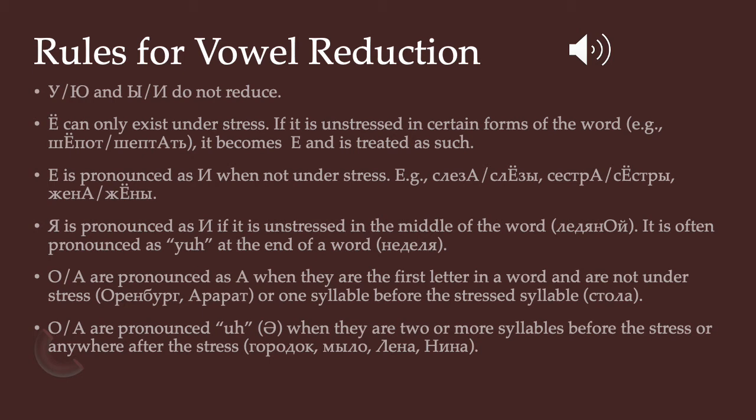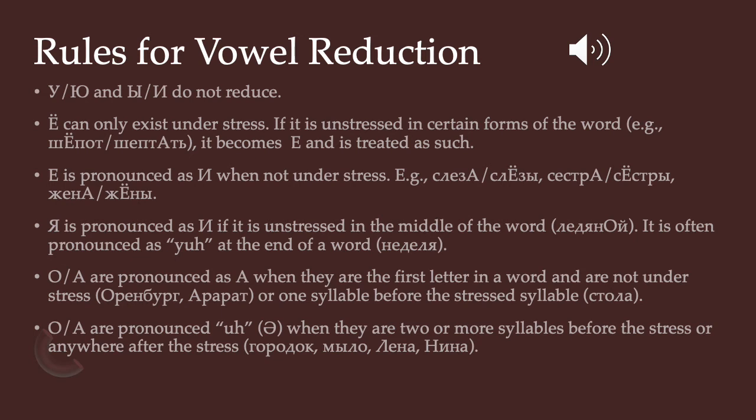Ye, whether it's just ye on its own or whether it's a ye that's an unstressed yo, is pronounced as i when it is not under stress. And so here with these words that I'm about to show you, we have an example of both of these rules coming into play. So we have the word slezá, tears, and in the genitive singular, the stress is on the a, and so that ye there is pronounced as an i. But then you put it in the nominative plural and it becomes slyózy. All of a sudden the ye falls back under stress and we discover it's really a yo.